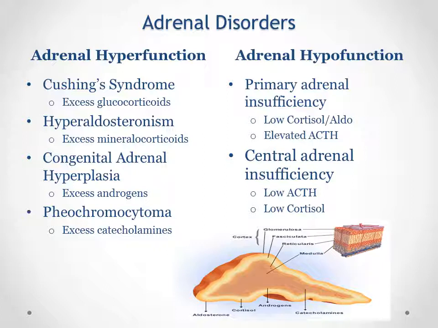When we look at adrenal hypofunction, primary adrenal insufficiency comes to mind. That would be a low cortisol or aldosterone production with an elevated ACTH. And the central adrenal insufficiency shows the low ACTH with the low cortisol levels.